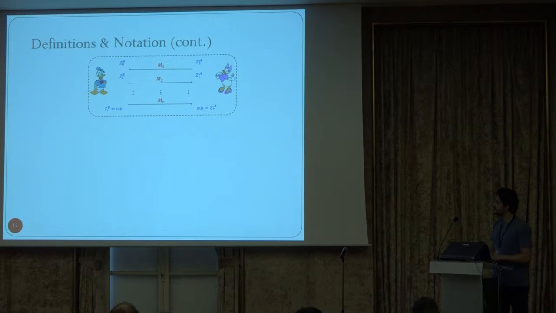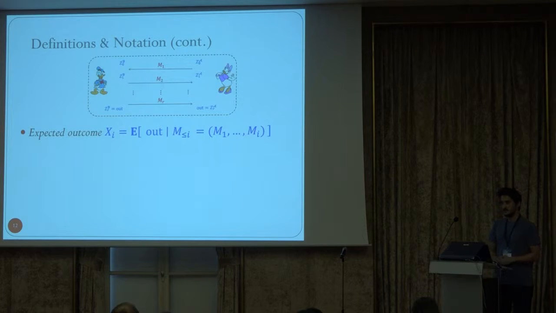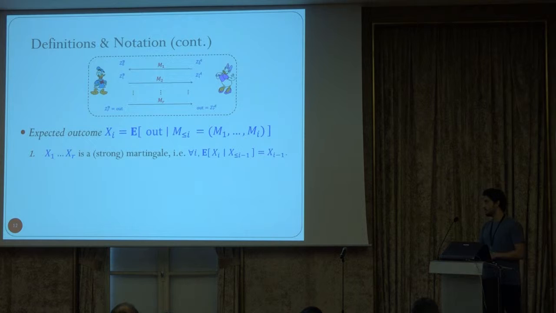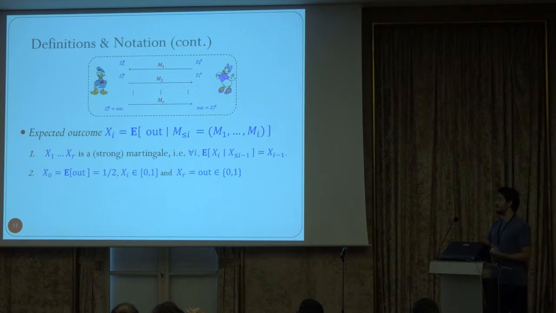Right. So a last piece of notation is the expected outcome sequence. This is the expectation of the output given the messages sent until any given round. So there's nothing mysterious about this sequence. It's just what we can tell about the distribution of the output given the messages we've seen. This sequence is a strong martingale. So this is the standard flavor of martingale, so don't be put off by the strong qualifier. And it satisfies the martingale property, which is that the expectation of any given variable, given the history of the variables, is equal to x_{i-1}. Another observation about this sequence is that it travels a constant distance, meaning that it starts at half, because it's the expectation of a uniform bit, and it ends up at either 0 or 1, because the transcript determines the output, which is a fixed bit.